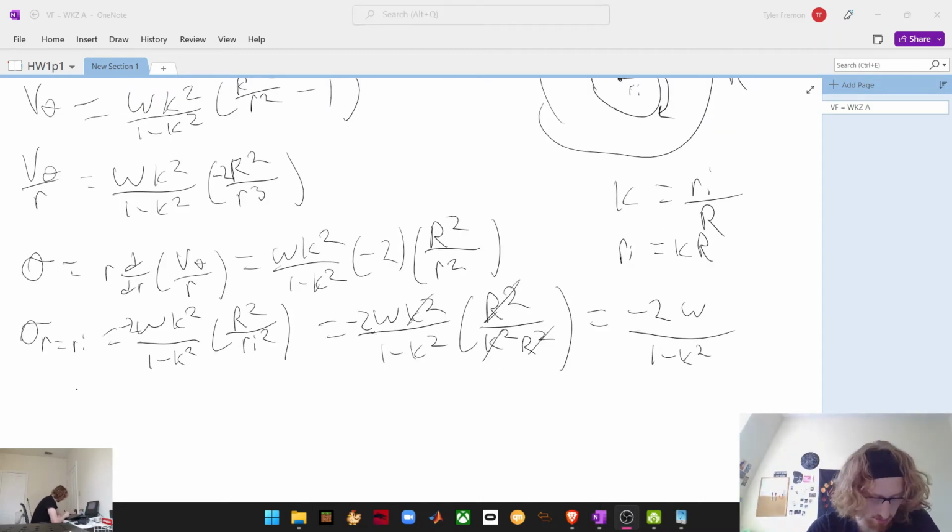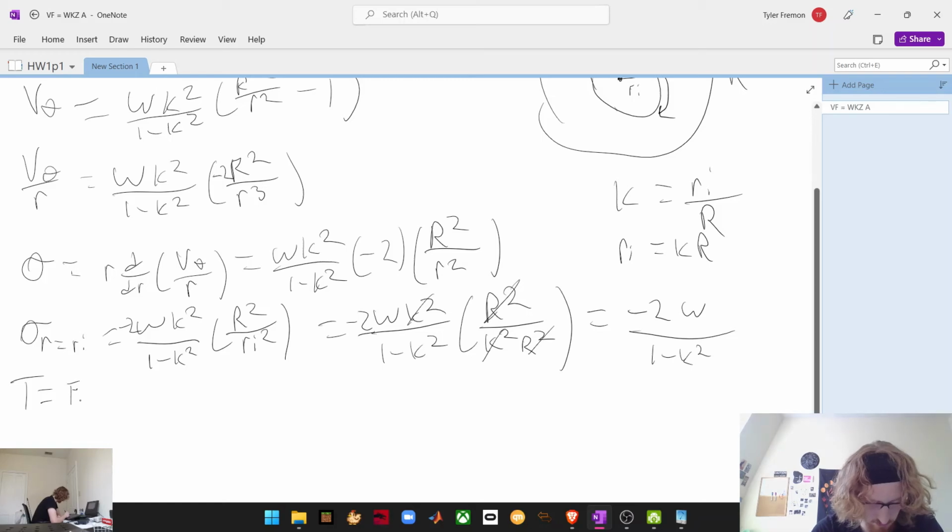So from here, we can define torque as the force times the radius, and in this case it's actually going to be the inner radius. We'll do the same for the outer radius in a second.